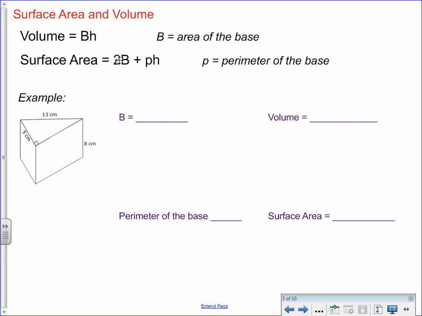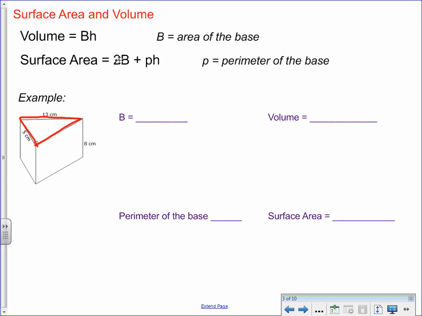To find the volume of any prism, we take the base area times height. You can see that this is a triangular base prism. So that means that the base is a triangle. There's one on the bottom and the top of the shape. They're parallel to each other. So we ultimately need to find this area.